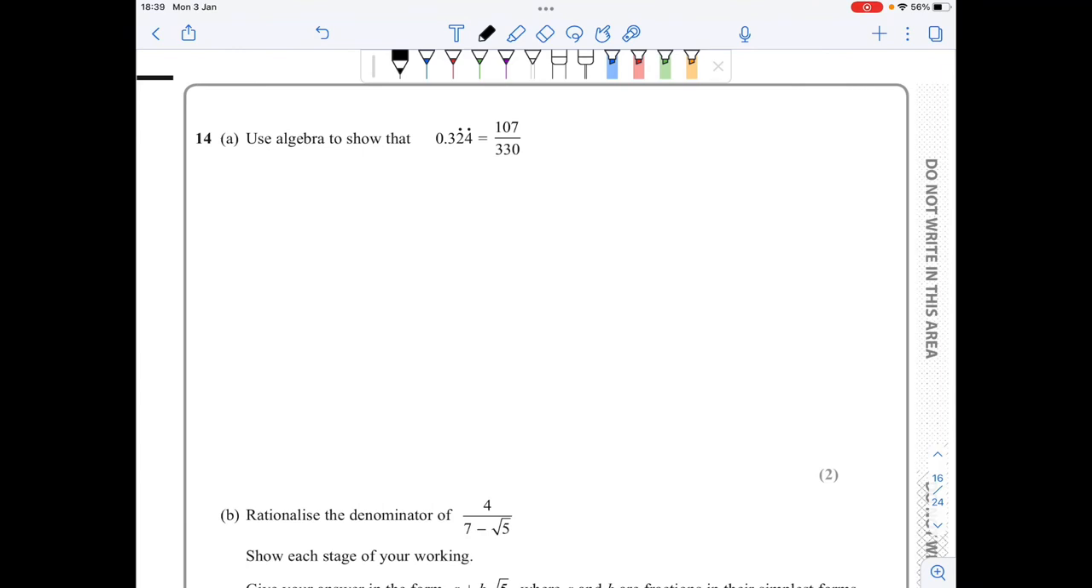Now for part A, let's write x equals 0.32424 and so on. Note that the repeating pattern is 2 and 4. Now, if I could move the decimal place from where it is up to this point here, then my number would become 10x. If I move it from where it is to this point here, it would become 1000x. So I'm going to write here 1000x is equal to 324.2424 and so on.